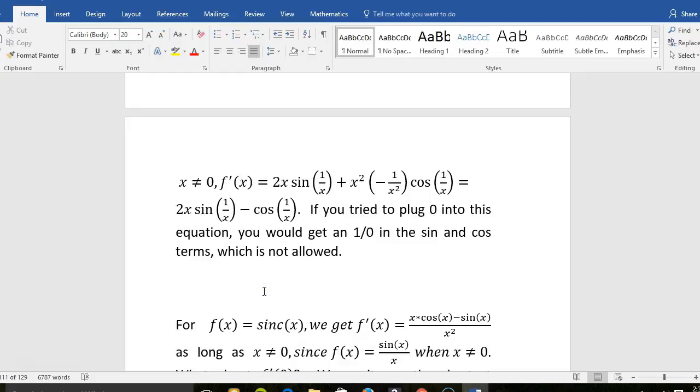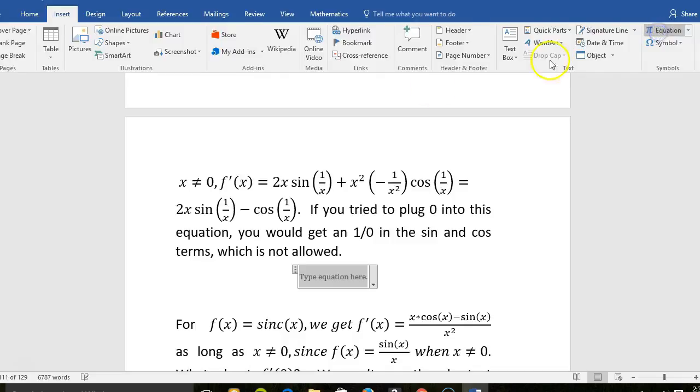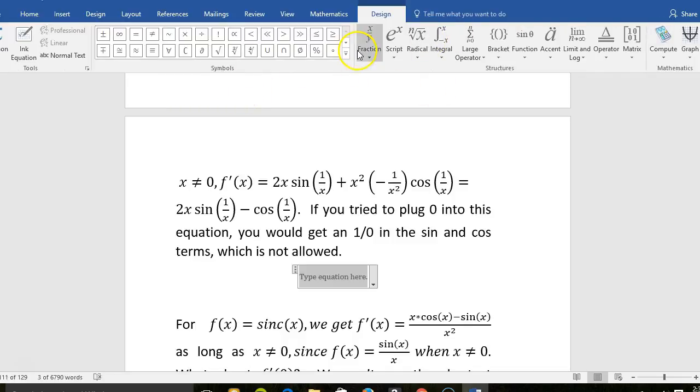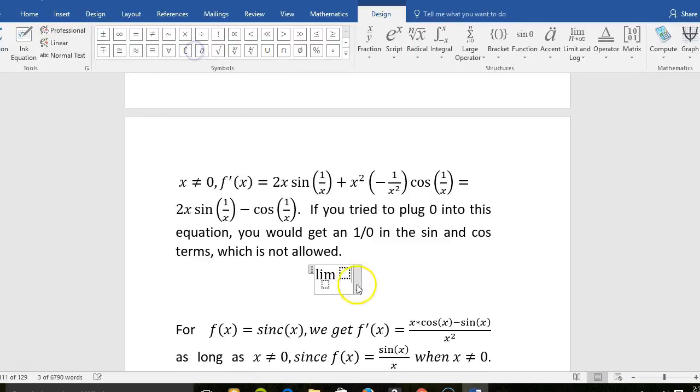Now, let me just show you what I mean by that. Remember, we go the old-fashioned route. I type in my limit. For the 0 case, I'm going to show you that f prime of 0 does exist, and that it does equal 0.